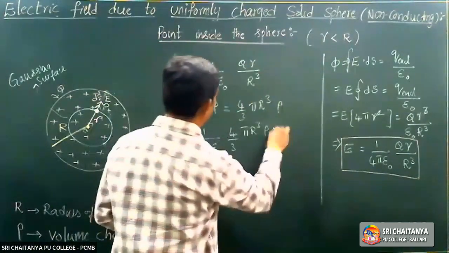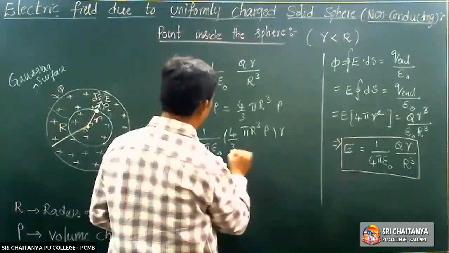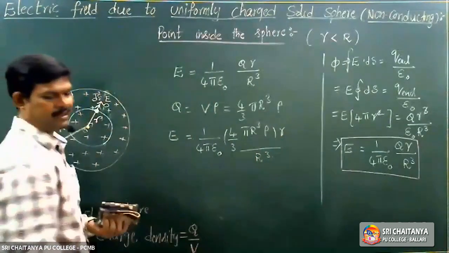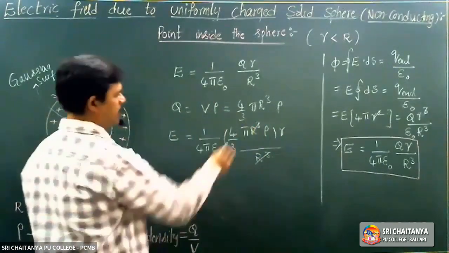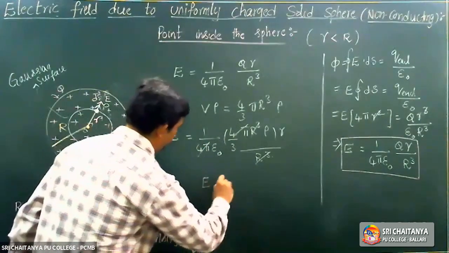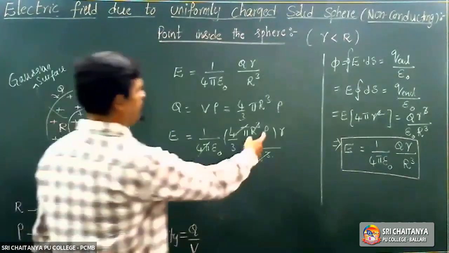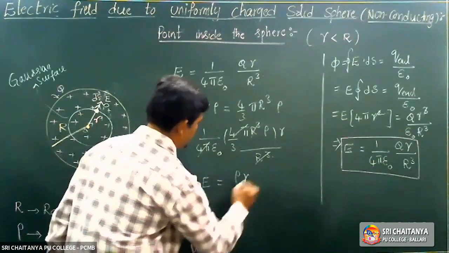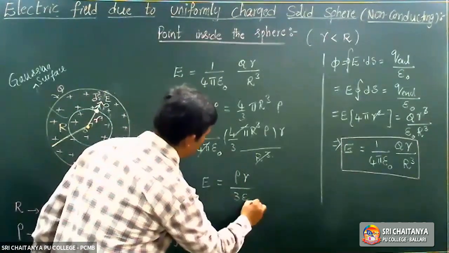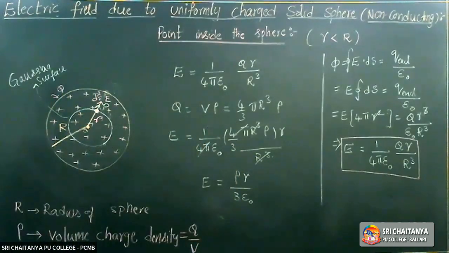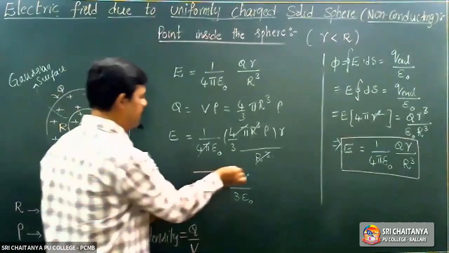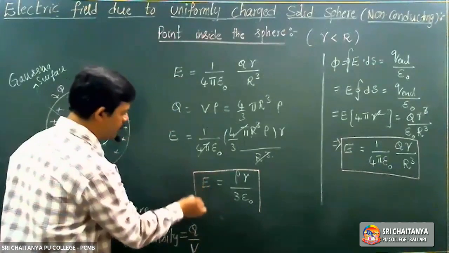Small r by R cube. What are the cancellations? 4 pi, 4 pi. Then what remains? E is equal to rho r by 3 epsilon naught. Rho r by 3 epsilon naught. This is the field inside in terms of rho.